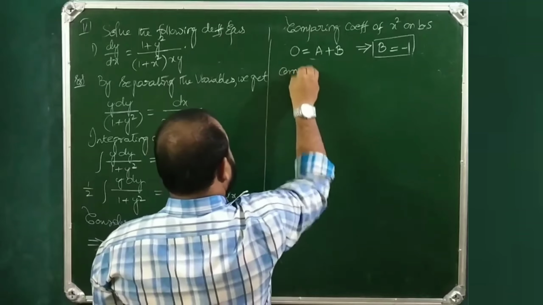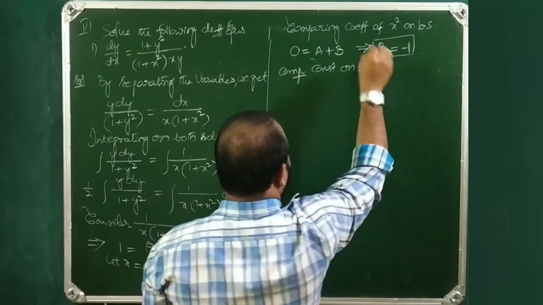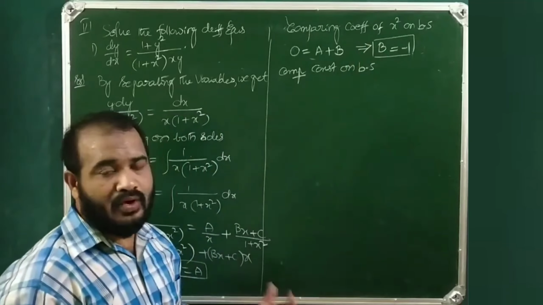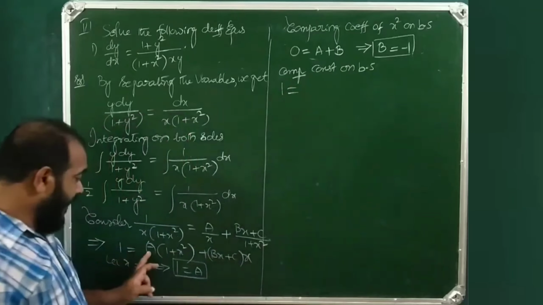Likewise, comparing constants on both sides, we can even compare the coefficient of x also on both the sides. Here the constant is 1 is equals to a into 1.